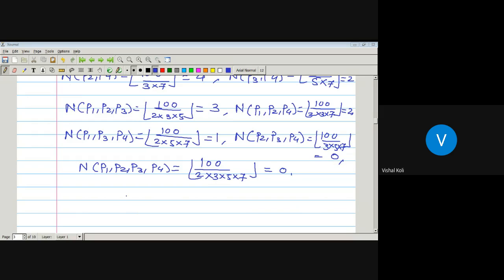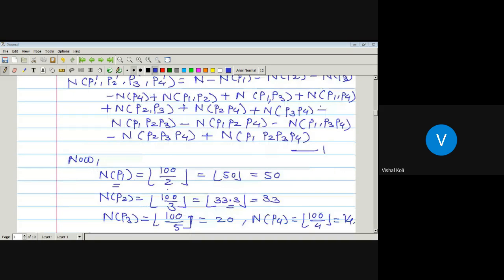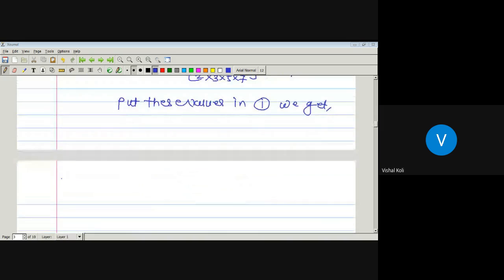Now put these values in equation 1. Let us give this one as equation number 1. So which implies n of p1 dash p2 dash up to p4 dash is equal to n. As we have to find the number of integers less than 100, it is 99 minus n of p1 minus n of p2 minus n of p3 minus n of p4. Here we take minus common and add all those values.